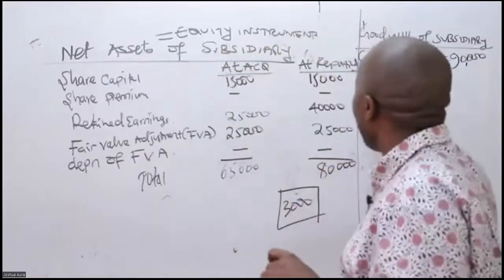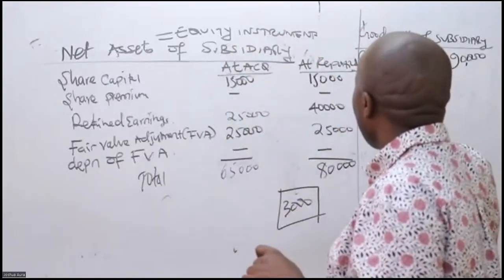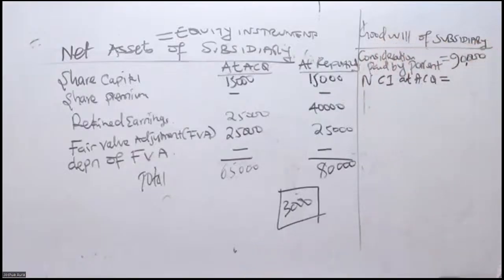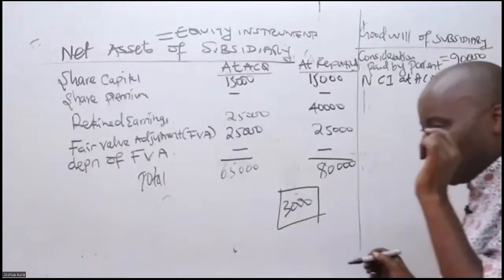We have NCI at acquisition. Somebody who is able to remember NCI at acquisition, Aisha? Are you able to remember the NCI when we were acquiring? They also put in some value there. 25,000? No. Thanks for trying, but no.